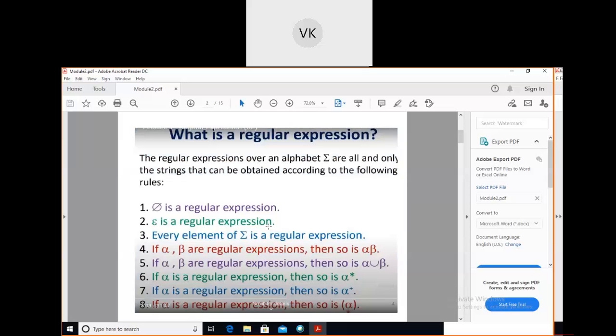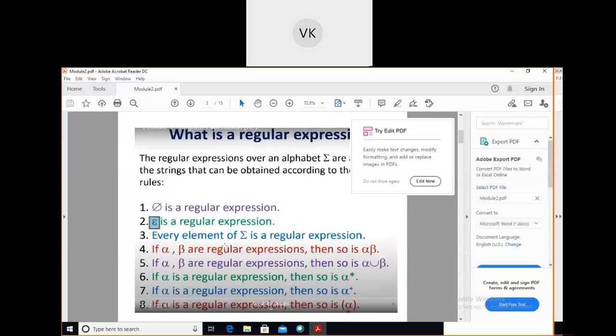If you want to represent a regular language with an empty string, a language having the empty string, how symbolically are we going to represent it? By using the symbol epsilon. Epsilon represents the null string. This null represents the null language itself, and epsilon represents the null string. The language is having the null string.